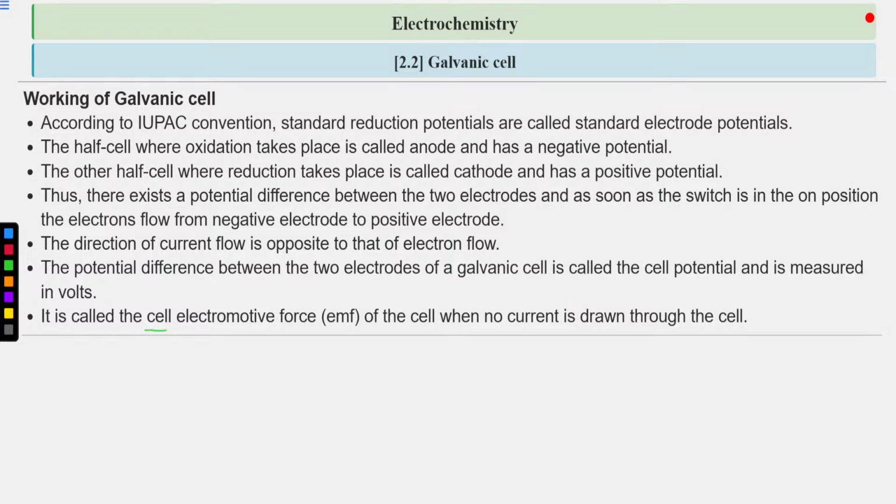It is called the cell electromotive force, or EMF of the cell, when no current is drawn through the cell. When no current is flowing through the circuit or through the cell, this potential difference between the two electrodes of a galvanic cell is called the cell electromotive force, that is EMF.